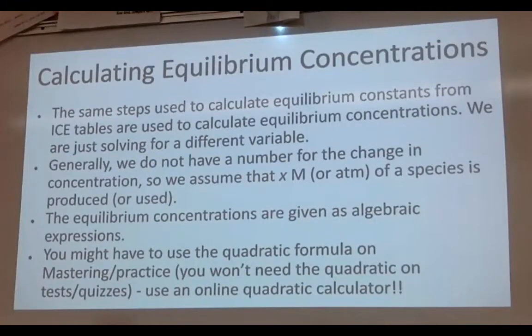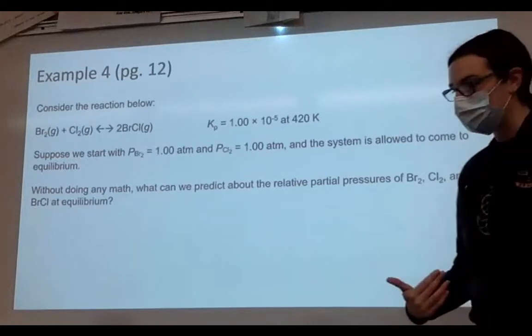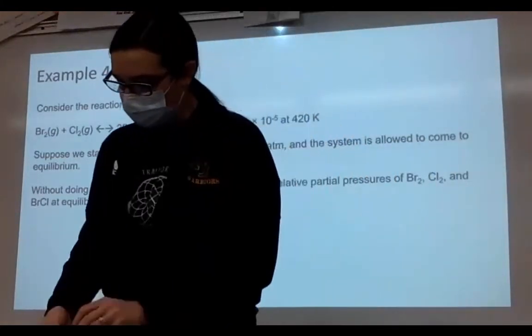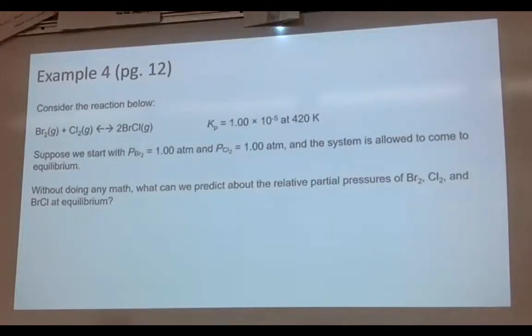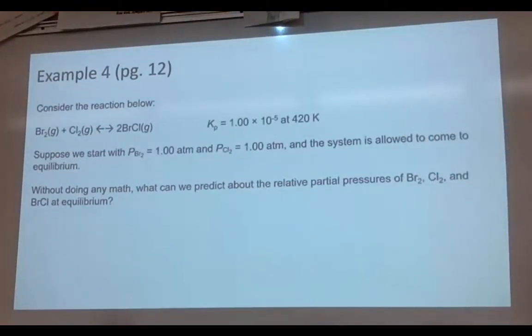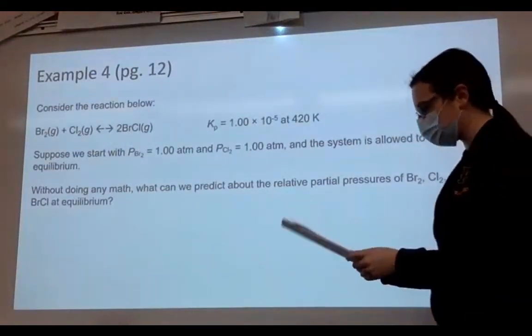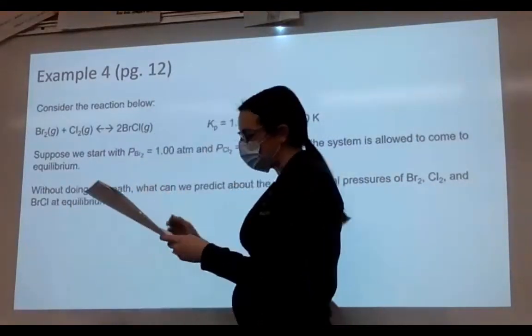So what we're going to do is just jump into an example. We're going to flip back to example 4. If you remember when we were doing all of the examples at the beginning of equilibrium, we skipped example 4. So we're going to flip back to it now. This is on page 12. Bottom of page, nope, not 12, 11. Bottom of page 11. I just can't count. All right, so example 4 is on the bottom of page 11.